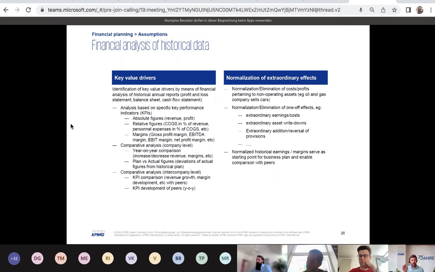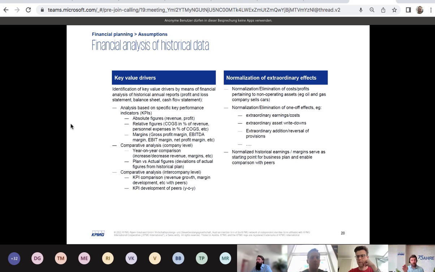COVID-19, for example, you don't always have to normalize that, because maybe all of your peers will have had the same negative effects. So it really depends if you have company specific extraordinary effects. These you might want to eliminate for comparison purposes. And here again you have some sources for your business planning.